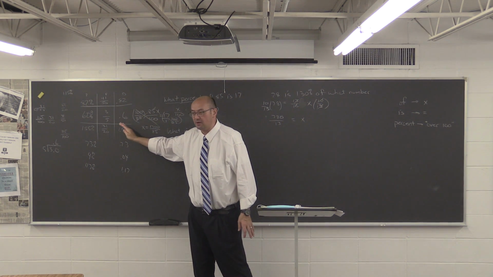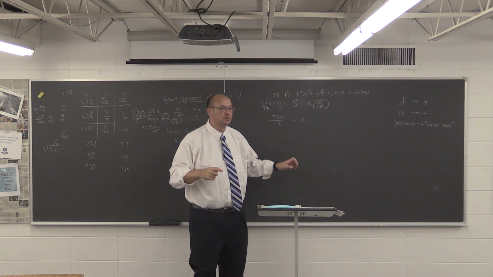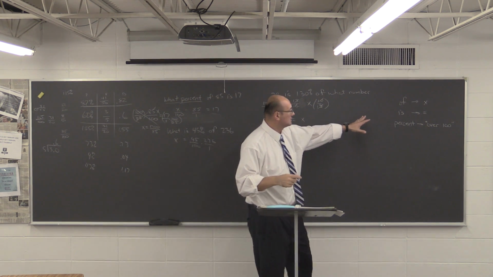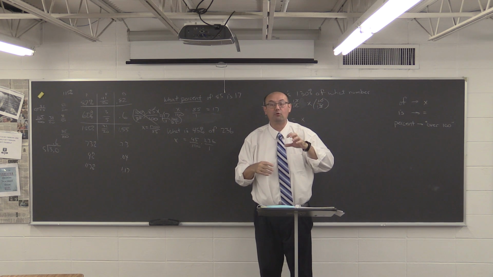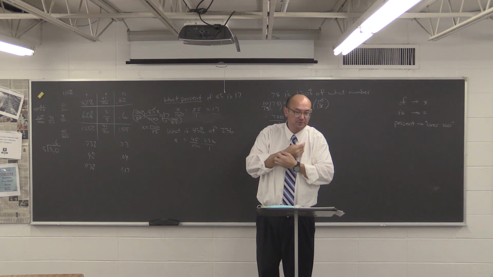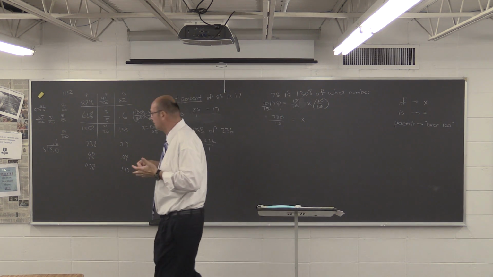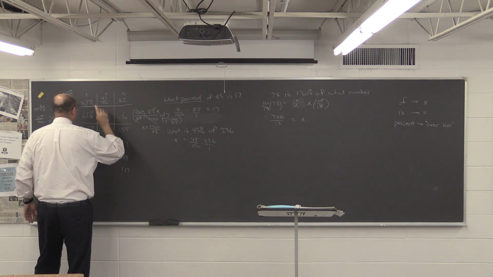Now, we got this down, all right? And all we got to do is remember this. "Of" means times, "is" means equals. Any time you see the percent, put it over 100. If you're looking for the percent, then it's going to be X over 100. Okay? All right, one more time.